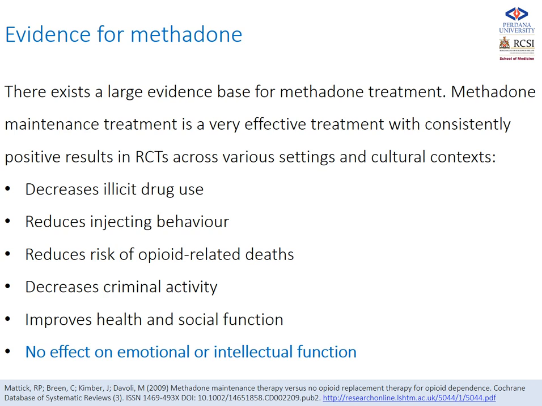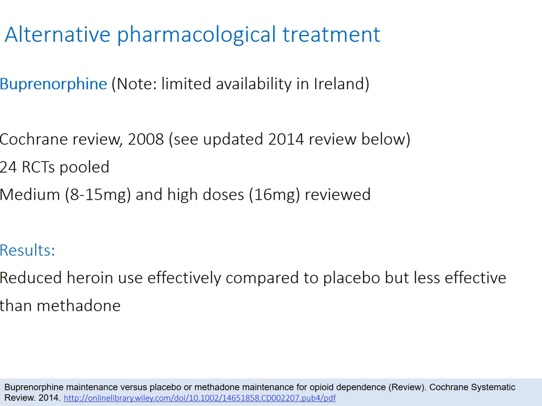There's a large evidence base for methadone now, and maintenance treatment is a very effective way, with consistent positive results in randomized trials across various settings and various cultures and subcultures. It has been shown to decrease illicit opioid use, reduce injecting behavior, reduce risk of opioid-related death, and decrease criminal activity. It improves health and social function, and appears to have no significant effect on emotional and intellectual function.